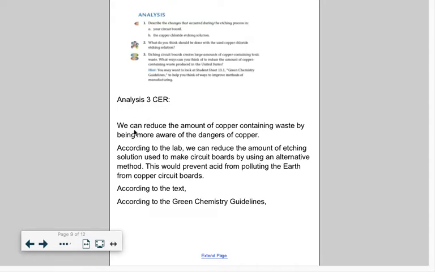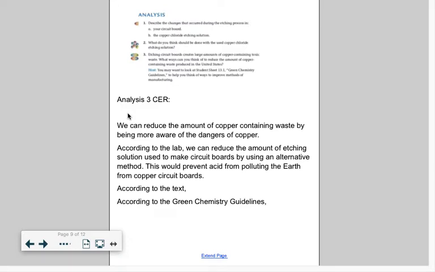Analysis 3 CER. Here's my claim. So it wants to know how can we reduce the amount of copper-containing waste on Earth. And of course, if you remember, circuit boards are made of copper and they create a lot of waste. So I started by saying we can reduce the amount of copper-containing waste by being more aware of the dangers of copper. I realize that that doesn't give a direct answer, but that is just one way that I think personally we can reduce the amount of waste, is just by being more aware. So that's the claim that I'm going to try to support.